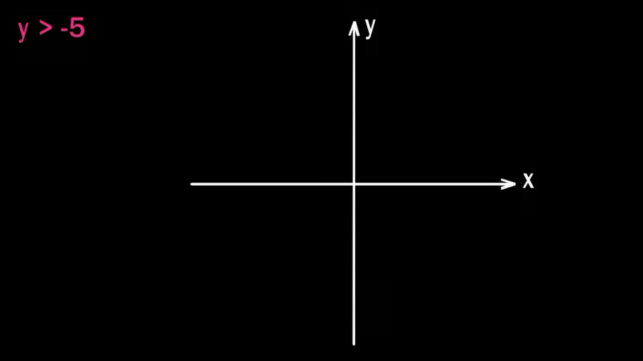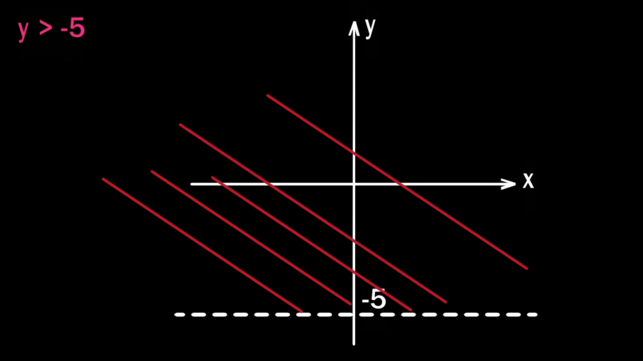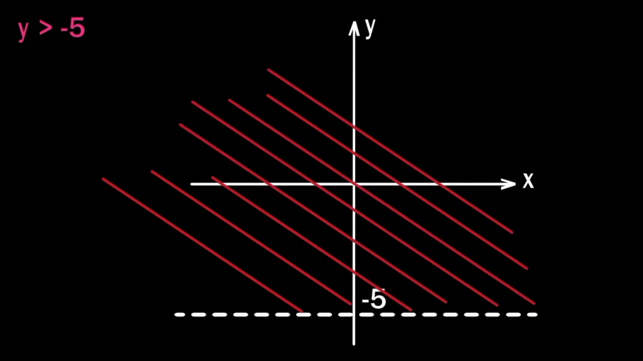So let's say we have y greater than negative 5. So similarly, what we do is we first draw out where is negative 5. So y equal to negative 5 is somewhere here. Since it's greater than, we use a dashed line. So which region, above or below, has y value greater than negative 5? It's actually above. So any point above this line has value y greater than negative 5. So this is the meaning of graphing linear inequalities.